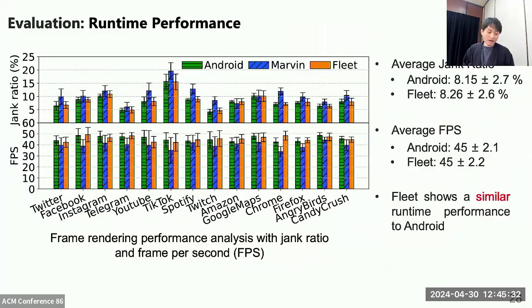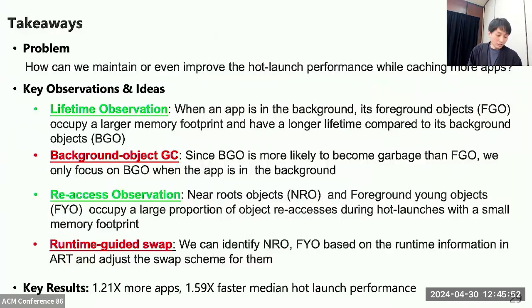We also use the jank ratio and the FPS to present the impact of Fleet on the user experience. Compared to Android, Fleet shows a nearly identical average jank ratio and FPS, and compared to Marvin, Fleet demonstrates around 20% improvement in the jank ratio and FPS. So here is the summary of our work and the presentation.